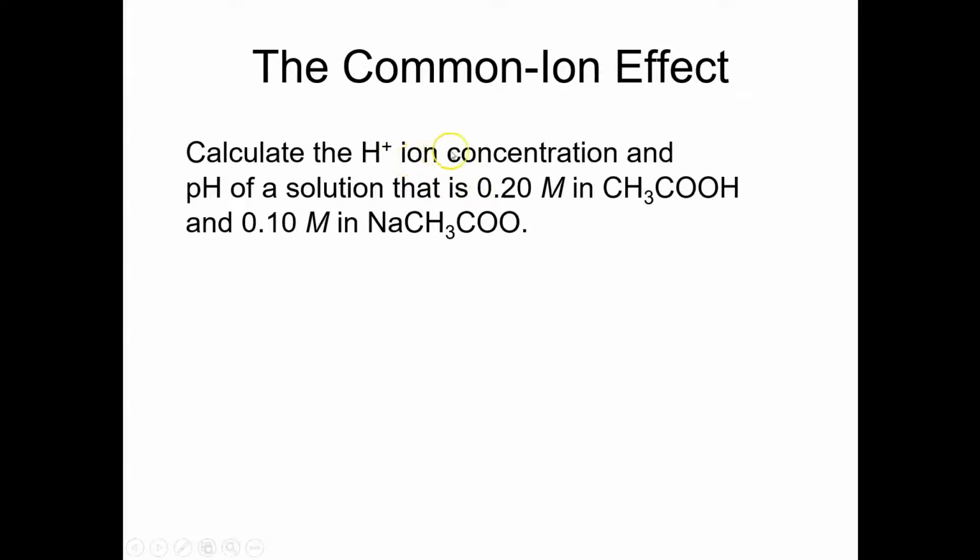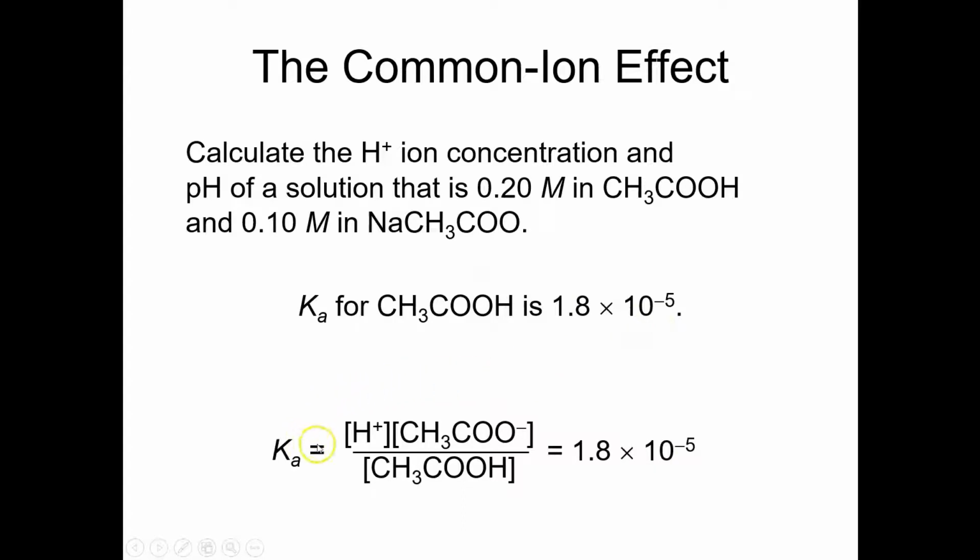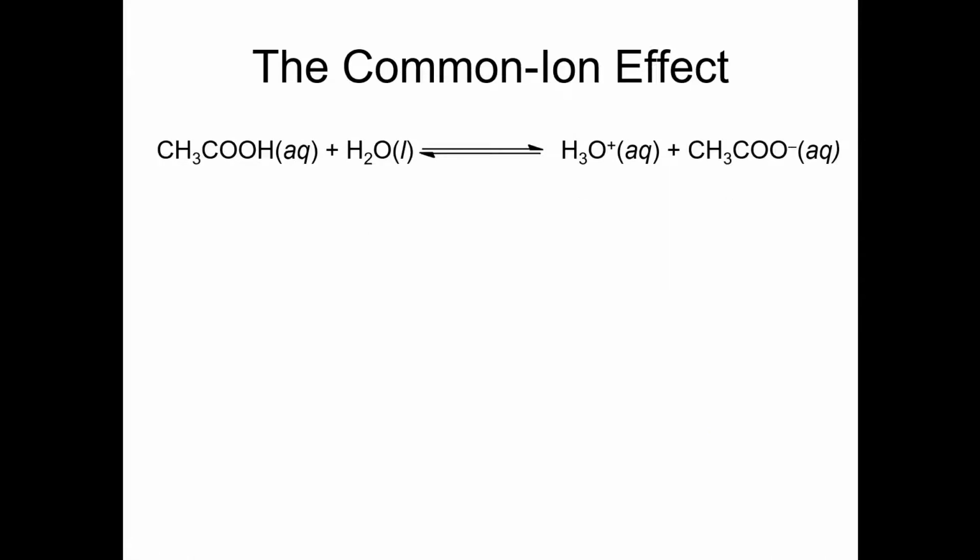Calculate the hydronium ion concentration and the pH of a solution that is 0.2 molar in acetic acid and 0.1 molar in sodium acetate. And remember, sodium's a spectator ion, so we're really just talking about the acetate. And we know that the Ka for acetic acid is 1.8 times 10 to the minus fifth, and so we can write the Ka expression. At equilibrium, the hydronium times the acetate over the acetic acid concentration is going to be 1.8 times 10 to the minus fifth. Okay, so we have our equilibrium.